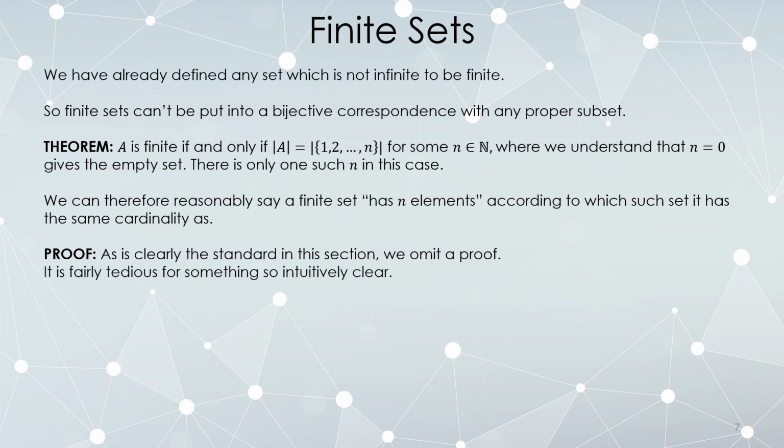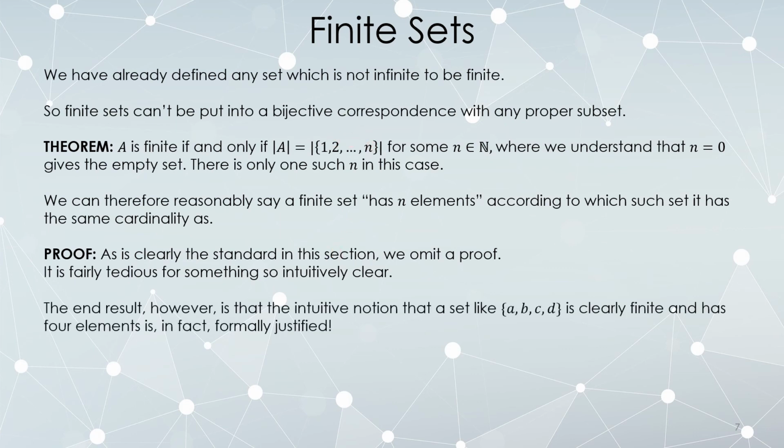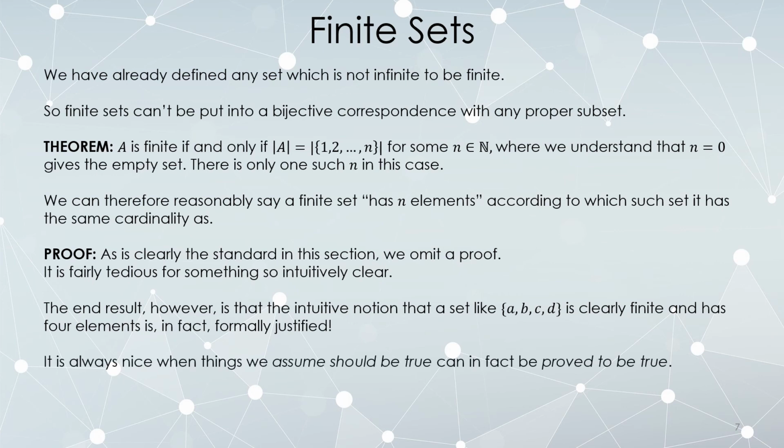It's fairly tedious, it's pretty intuitively clear, and it gives us a framework to say something like, let A be a set with 5 elements. Now we have gone through the background that says has 5 elements just means can be bijectively listed out as the first one, second one, third one, fourth one, and fifth one. And we can also just sort of say, look at this set, A, B, C, D. It's clearly finite, it has 4 elements, and now we've just formally justified that notion, but we're really not going to go through all the proofs. The good news is when we assume something should be true, and it actually is, that's a nice little congruence of events.